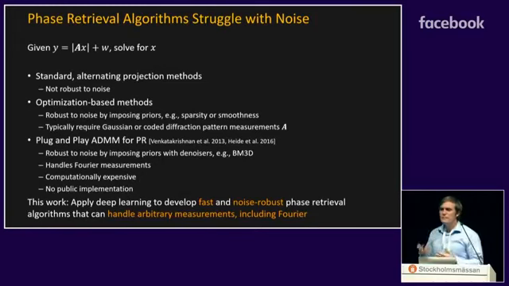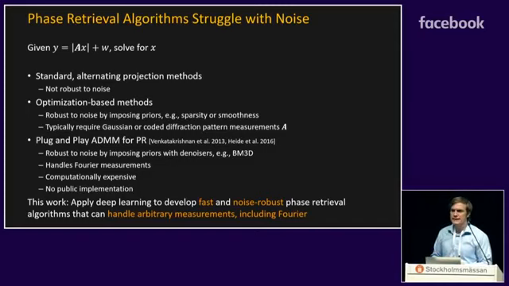Now, this poses a major issue, as the majority of phase retrieval algorithms weren't really designed to work with noise. This is especially true of classical techniques like Gerchberg-Saxton and HIO that rely on alternating projection. And although some of the optimization-based techniques, which were talked about earlier, can handle noise by imposing priors like smoothness or sparsity, they're generally designed for more theoretical problems where you have IID Gaussian measurements or coded diffraction patterns.